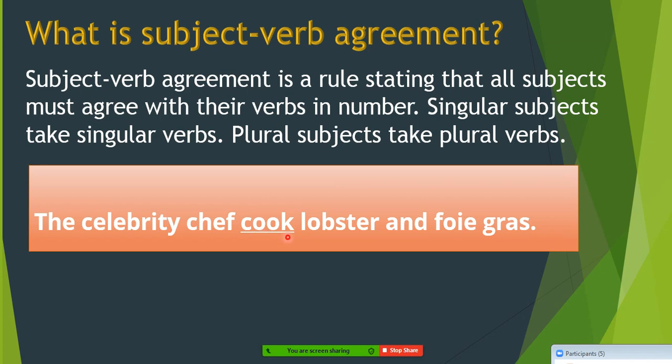Right. Let's break down this sentence. You will find that the celebrity chef here is the subject of this sentence. Is it plural or singular, chef? It is singular. That's right.